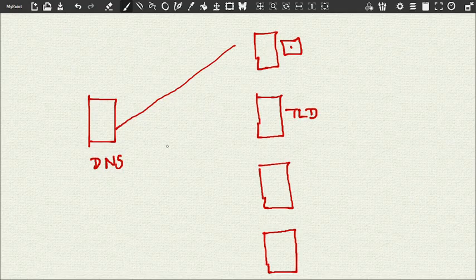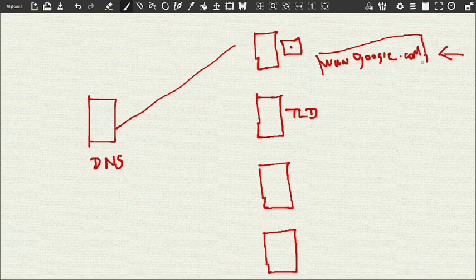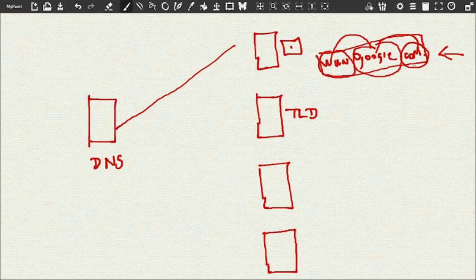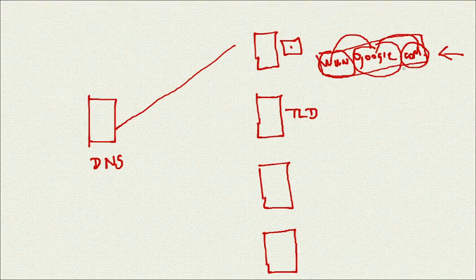So the packet is read backward. If you type www.google.com, first of all we read the dot, after that we read Google, after that we read the www. So we open the packet backward. That's the reason the root server sends to the TLD.